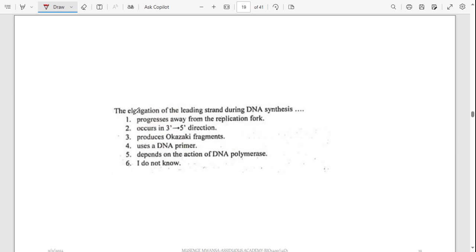Elongation of the leading strand during DNA synthesis progresses away from the replication fork. Now, when you are making, what we form is something like this, right? Helicase is the one that has formed the replication fork. So where helicase is going, this is what we call the direction of the replication fork. So when you are forming a strand, it goes in the direction of the replication fork. So this one is not true.